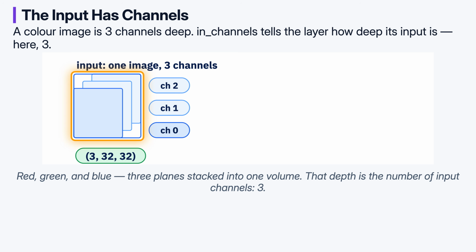A color image is 3 planes stacked together, red, green, and blue. This is the first plane, channel 0. The second plane, channel 1. And the third, channel 2. That depth is the number of input channels. Here it is 3. In PyTorch you read the shape channels first, CHW, channels, height, width, and with a batch in front it is N, C, H, W.